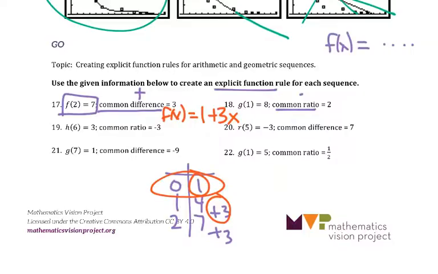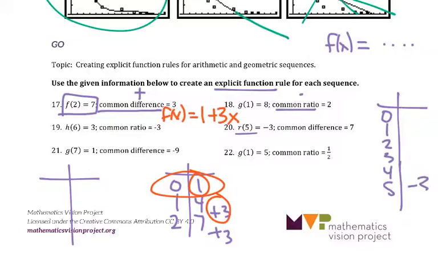Okay, number 18. Let's actually do all the common differences first. So 21 and 20. So 20, we have r of 5 being negative 3. The difference is 7, so we're adding 7 each time. So this would be negative 10, negative 17 going backwards, negative 24, negative 31, negative 38. So we'd go r of x equals our starting number, negative 38, plus 7x.